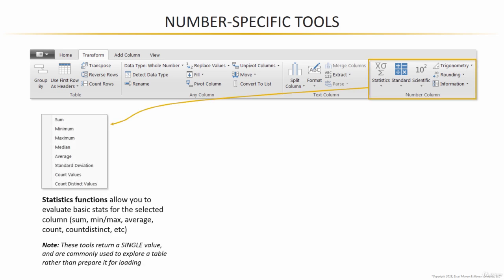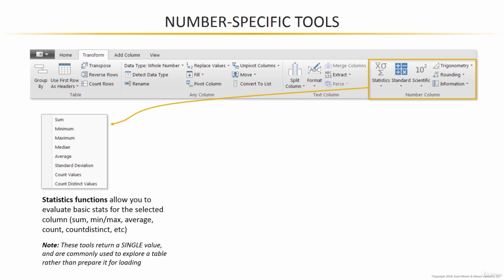And the first option within those number tools are the statistics functions. These are your aggregators like sum, min, max, median, average, standard deviation, and count distinct. Now, you may be wondering, if you have a whole column selected and you apply an aggregation function that's designed to return a single value, how does that work? I'll show you exactly how that works as soon as we jump into Power BI, but the answer is that these all return one value. So the entire table gets replaced with one single value.